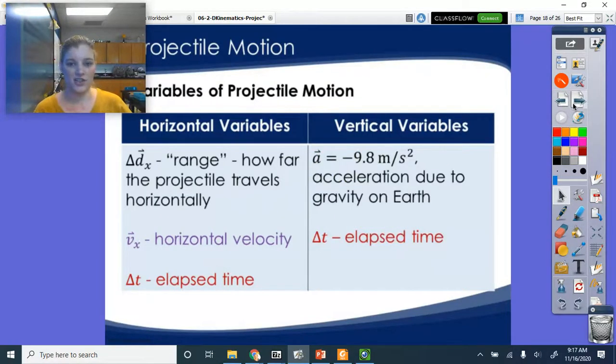Our acceleration in the vertical direction is always going to be negative 9.8 meters per second squared, because of that acceleration due to gravity on Earth. And then we have our delta T as our elapsed time. So clearly it's simpler to solve for our horizontal part than our vertical part. It's more fun to solve for the vertical part.